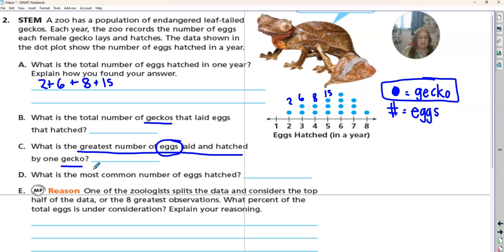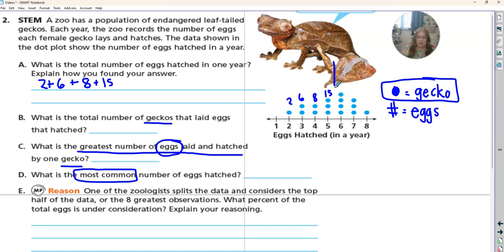Okay, now this one says the most common. Now we're looking for the one that has the most dots. So which one has the most dots above it? E says one of the zoologists splits the data and considers the top half of the data. So we're looking at the 8 greatest observations. So here we have 1, 2, 3, 4, 5, 6, 7, 8.